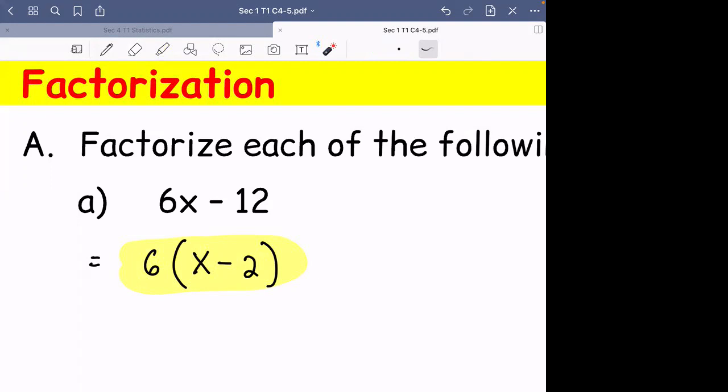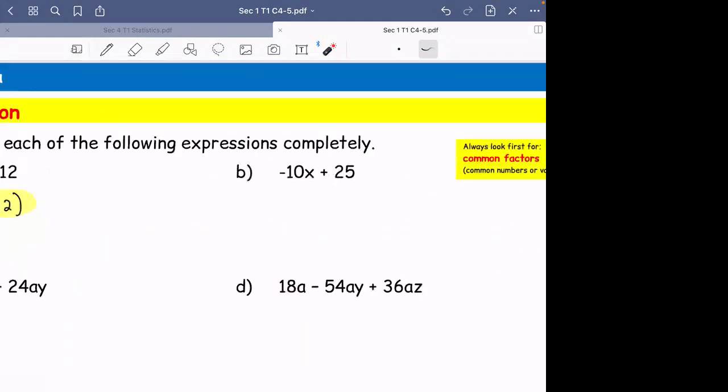Now, how do we check if our answer is correct? You just do the reverse. You try to expand this. If you expand this, will you get the question itself? Yes, right? So 6 times x will give you 6x. 6 times negative 2 will give you negative 12. So that means that we are correct. Okay, so let's have letter B.